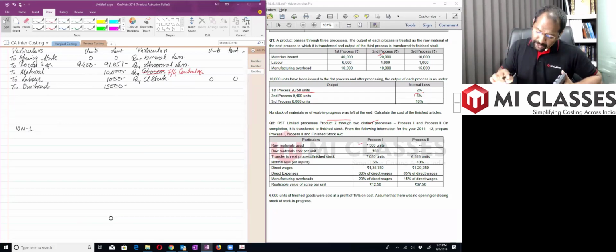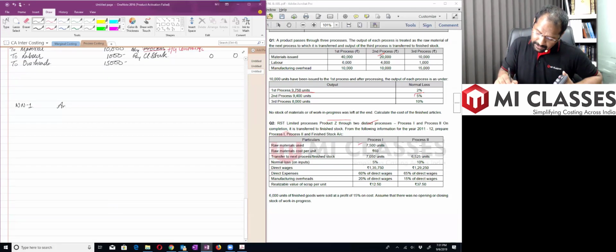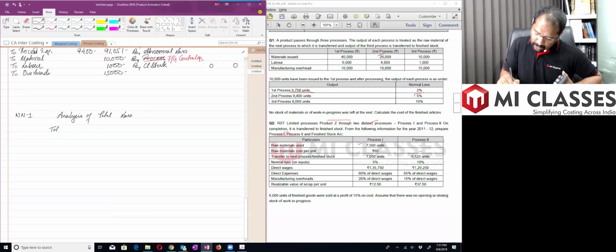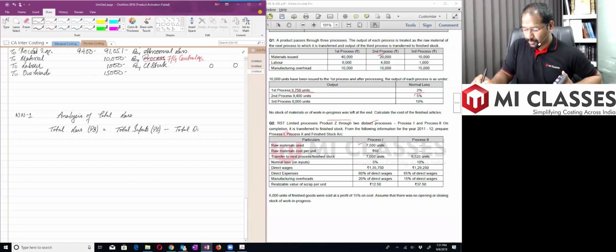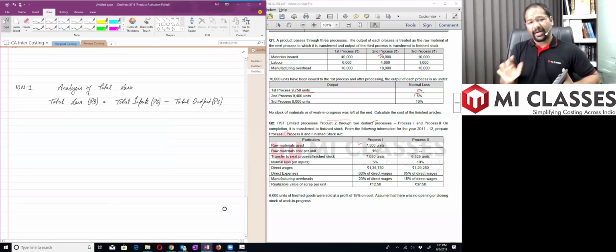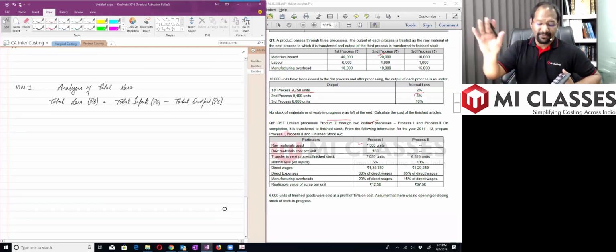Which is the better word? Analysis is a better word. Use that word. So analysis of total loss. So first we will calculate total loss of which process? P3. Total loss of process 3 is equal to total inputs of process 3 minus total output. Output of which process? Again P3. In exam, no need to write P3, P3, P2, P2. It is only for you to understand, memorize the steps so that you don't get any confusion at all.